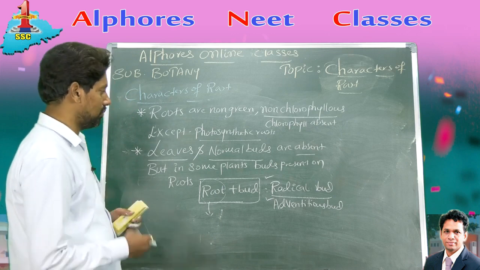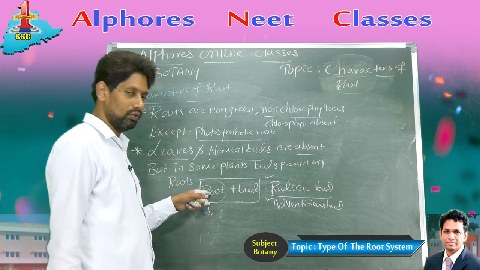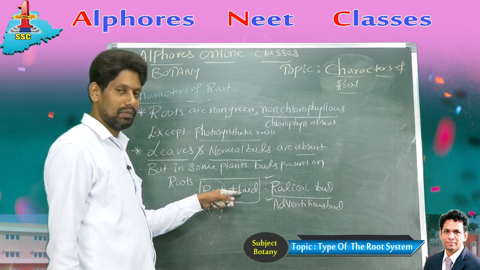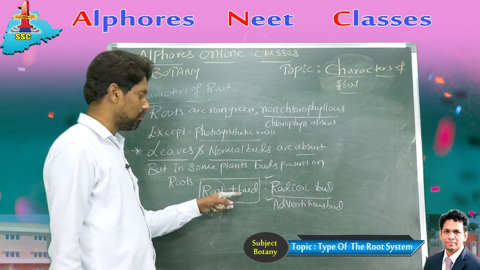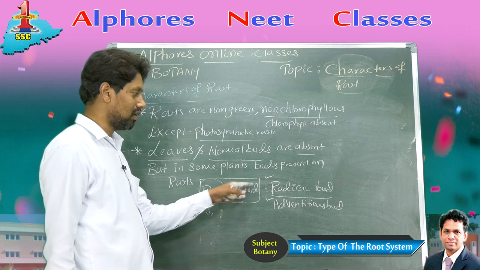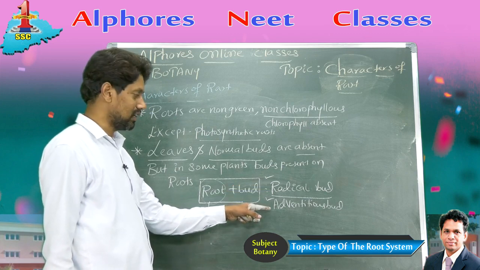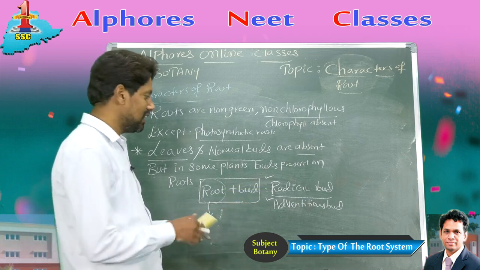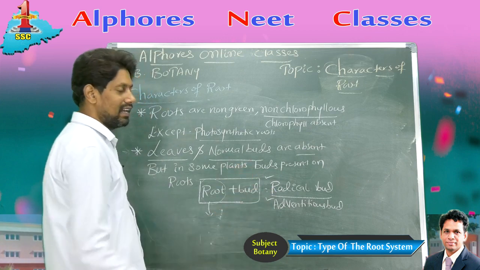Now listen to this statement carefully. Sir, I am taking a root. That root is with what, sir? Buds. That root with buds, right? What is that bud called? A radical bud. They are which buds? Adventitious buds. Sir, what is the use of these radical buds, sir?